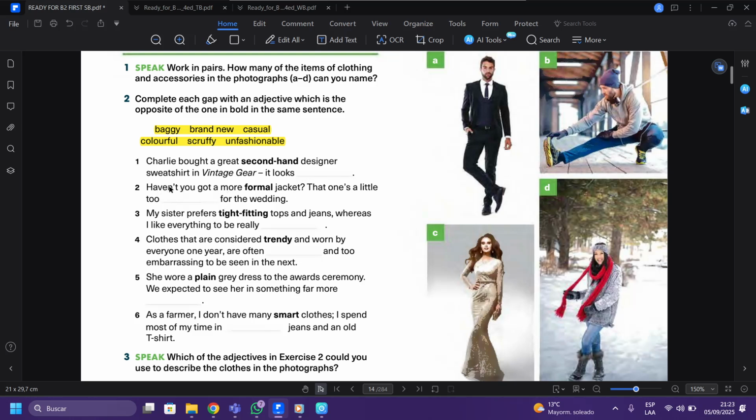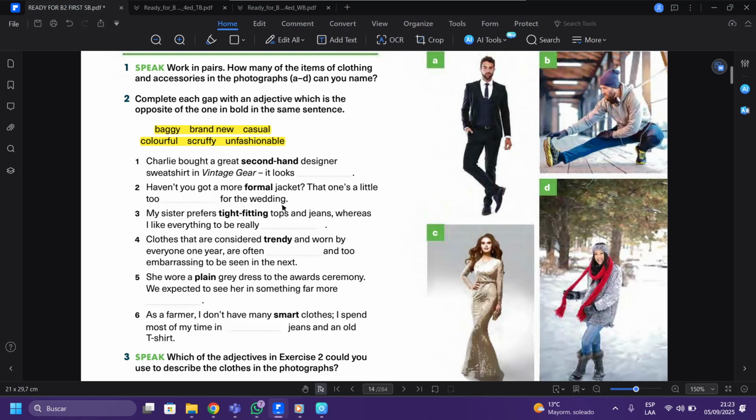Number 2. Haven't you got a more formal jacket? That one's a little too casual for the wedding. What is the opposite of formal? Casual. Casual, yes, for the wedding.